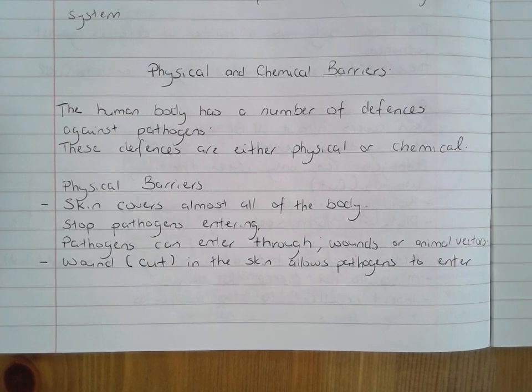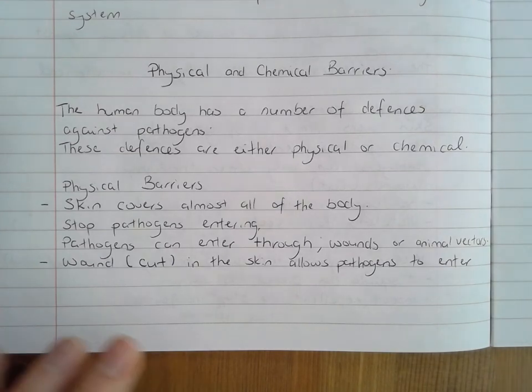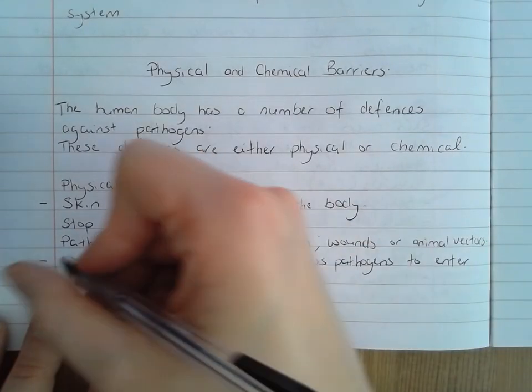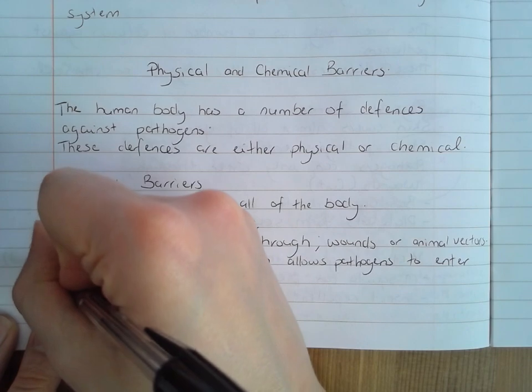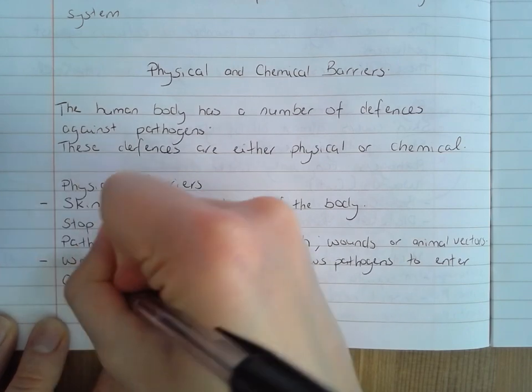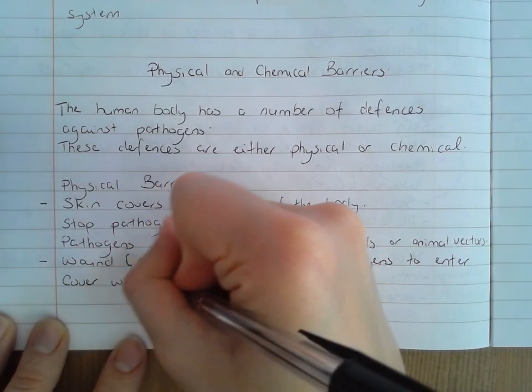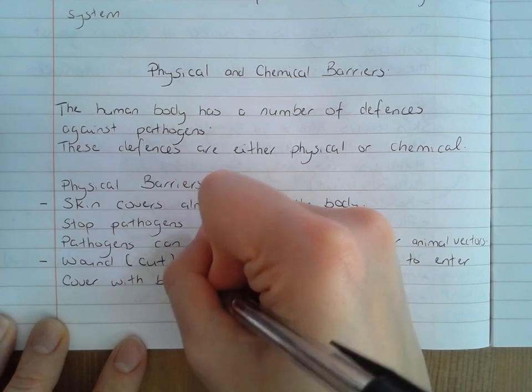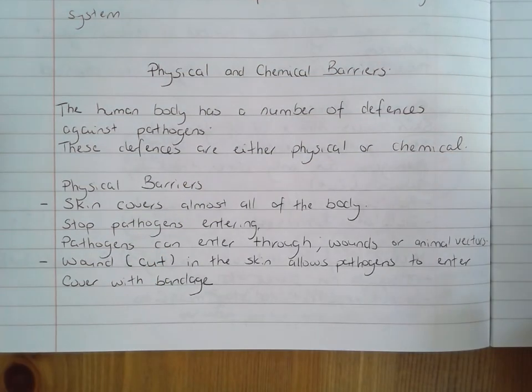Okay, that's why if you do cut yourself, it's really important that you cover the wound. So if you've got quite a large cut, you would always cover that with a plaster or a bandage. And the reason that you would need to do that is to stop pathogens getting into your body through that cut. So we're going to write, cut the skin allows pathogens to enter. We're going to write cover with bandage. Okay, covering it with a bandage will stop those pathogens, well, for the most part, getting in.